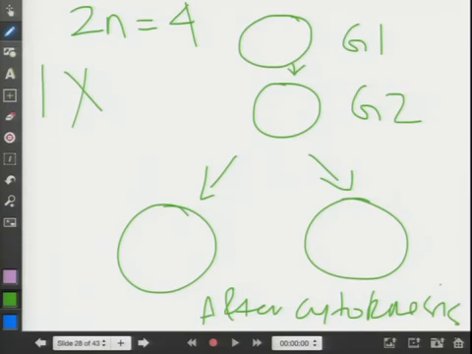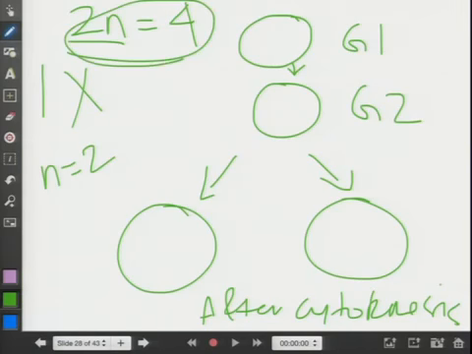And so this kind of picture is extremely similar to things you might need to draw on an exam. Hint, hint. This time I'm trying to be nice, I give you 2n equals 4. But I could say the haploid number of this organism is 2, show me a cell in G1, G2, and so on, and you'd still have to start.